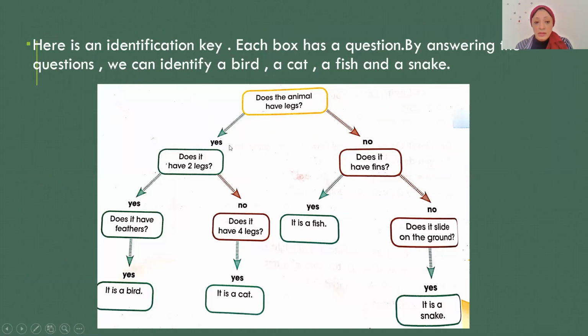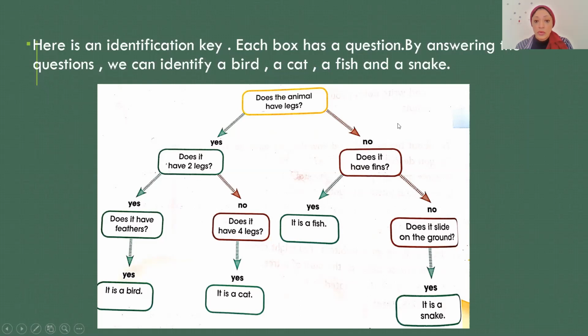If yes, does it have two legs? Yes or no? If yes, another question: does it have feathers? If yes, it is a bird. If no to the question does it have two legs, then does it have four legs? If yes, it is a cat.